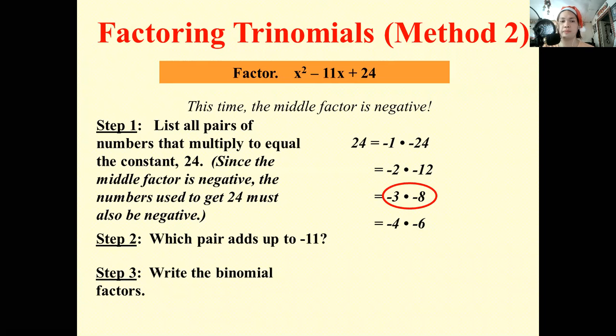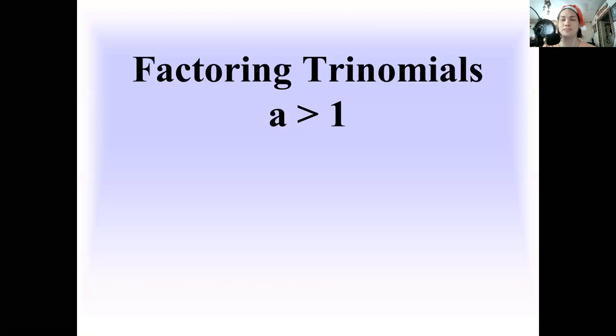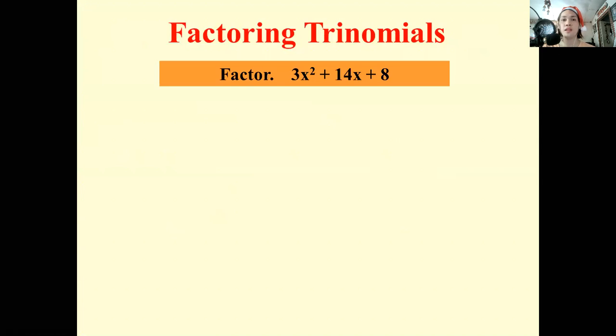So now we will write it as binomial factors. We can write x squared minus 11x plus 24 in factored form as x minus 3 and x minus 8. Easy, right? So now let's proceed to the most challenging part in factoring quadratic trinomials, where your a is greater than 1. So what will we do when your a is greater than 1? Of course, let's have an example. 3x squared plus 14x plus 8. Here, your a is 3, the coefficient of the first term, and your c is the constant term.